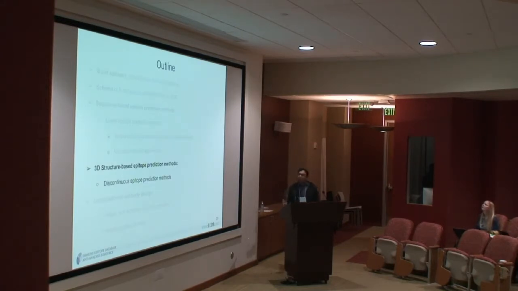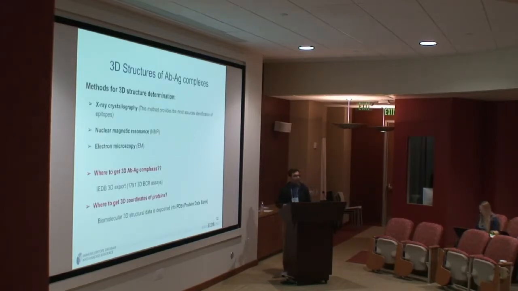So with that, I'm going to move on to the structure-based prediction, discontinuous epitope prediction methods. Before going to this section, I would just like to point out that these are the three main methods to determine the 3D structure of a protein. If you have an antibody-antigen complex and you want to determine its structure, you would do either crystallography, NMR, or electron microscopy.